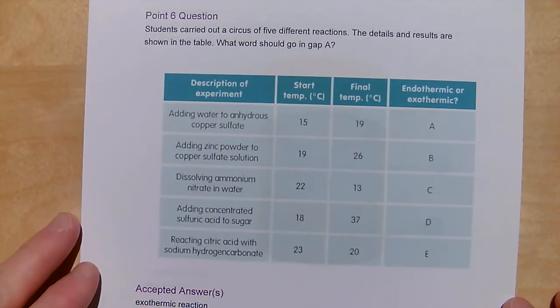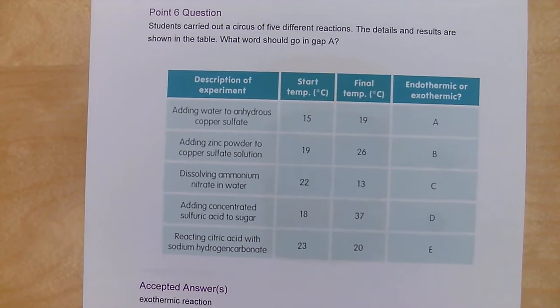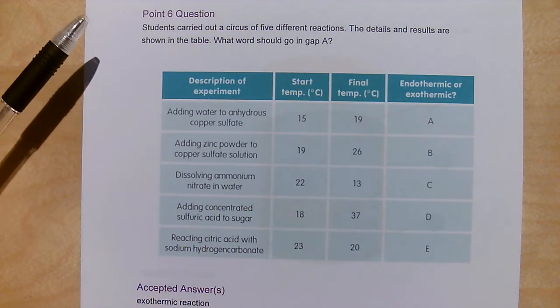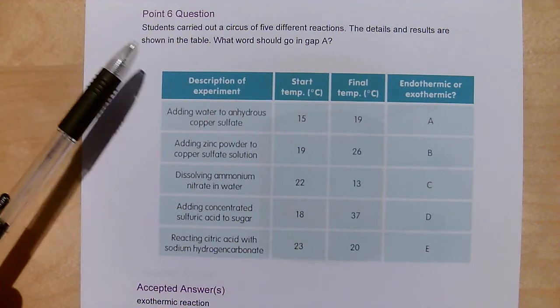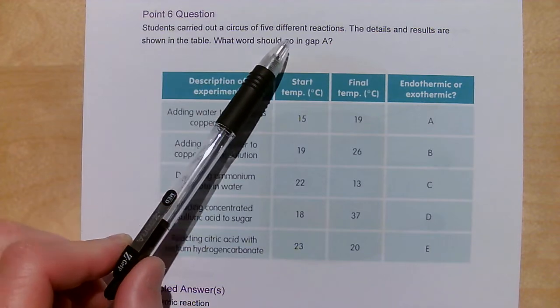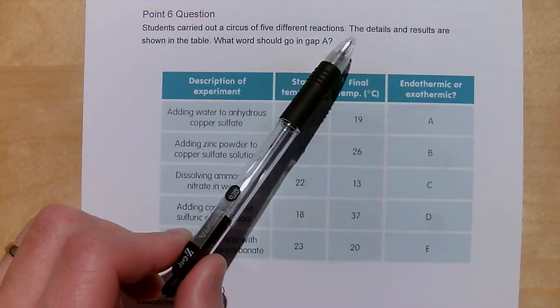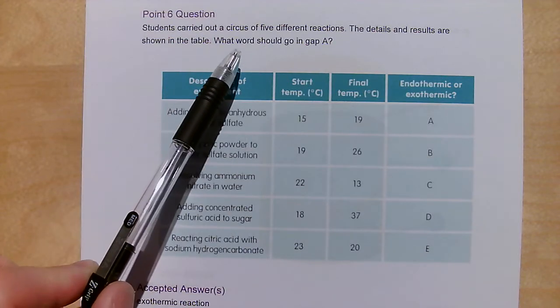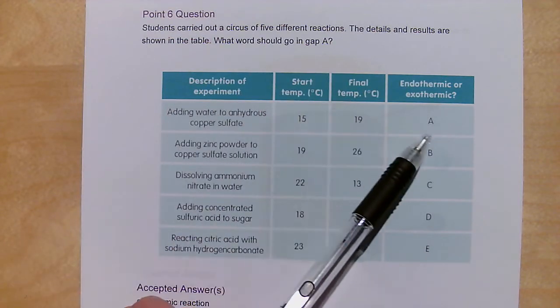Okay, the next point that arose came from this question. Our 6th point that arose from this exercise. Students carried out a circus of 5 different reactions. The details and results are shown in the table. What word should go in gap A?